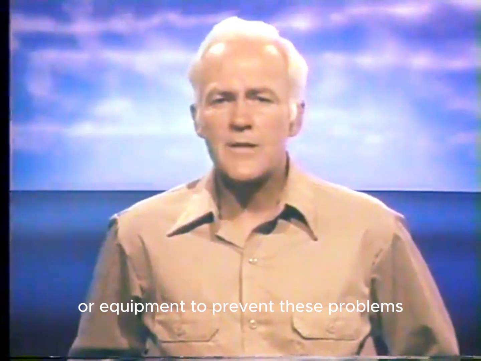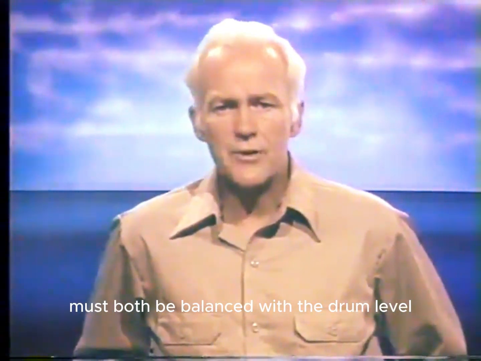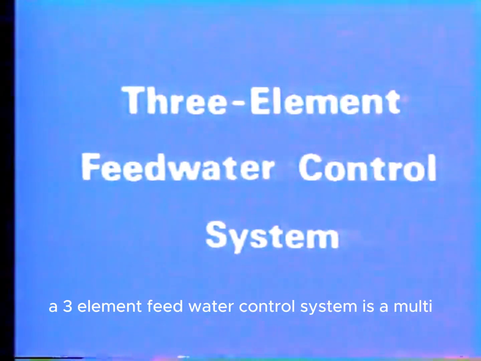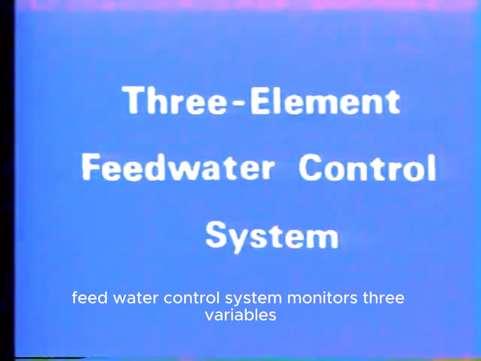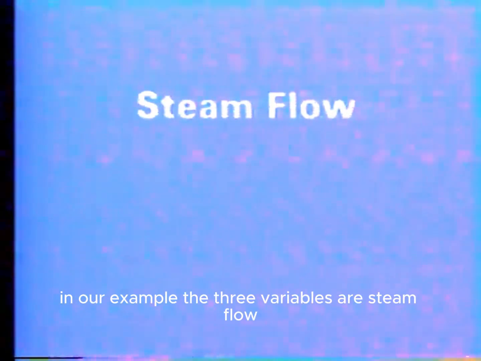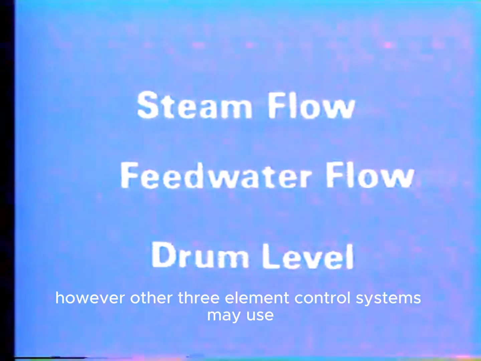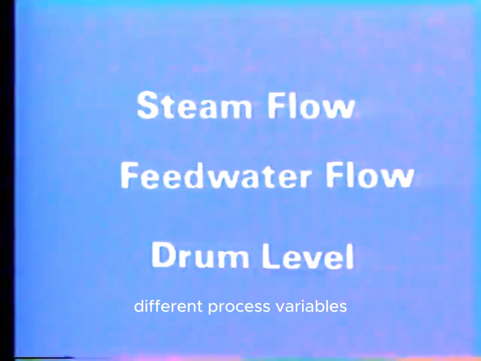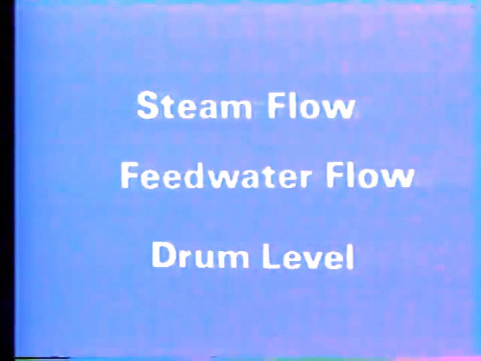To prevent these problems and satisfy the plant's demand for steam, steam flow out of the boiler and feed water flow into the drum must both be balanced with the drum level. A three-element feed water control system is a multi-element control system commonly used to achieve this balance. A three-element feed water control system monitors three variables. In our example, the three variables are steam flow, feed water flow, and drum level. However, other three-element control systems may use different process variables. We can see how these three variables work together by looking at an illustration of the process.